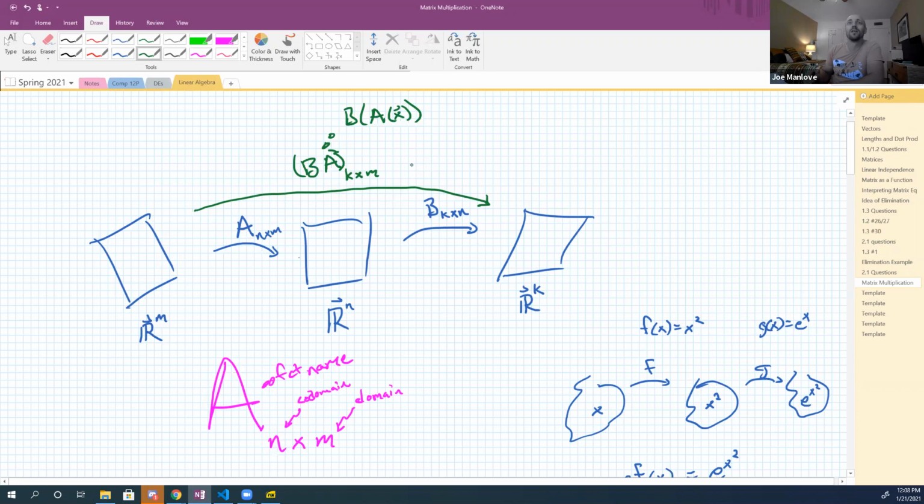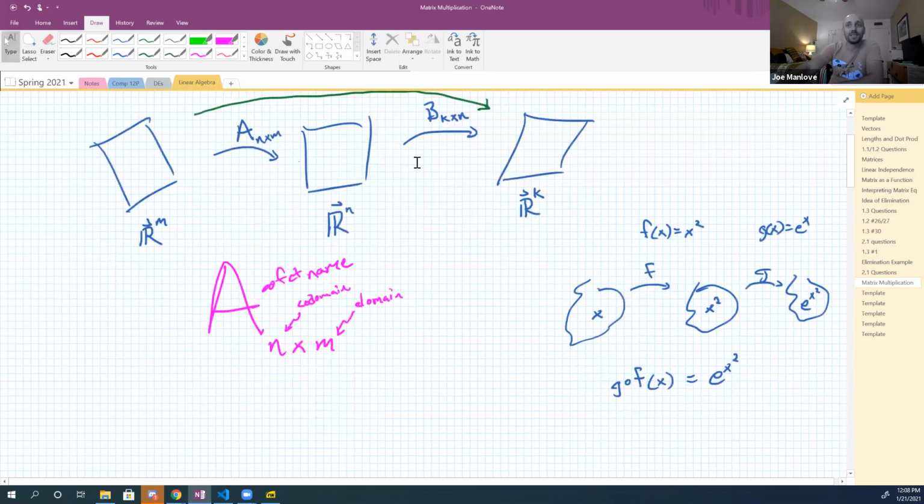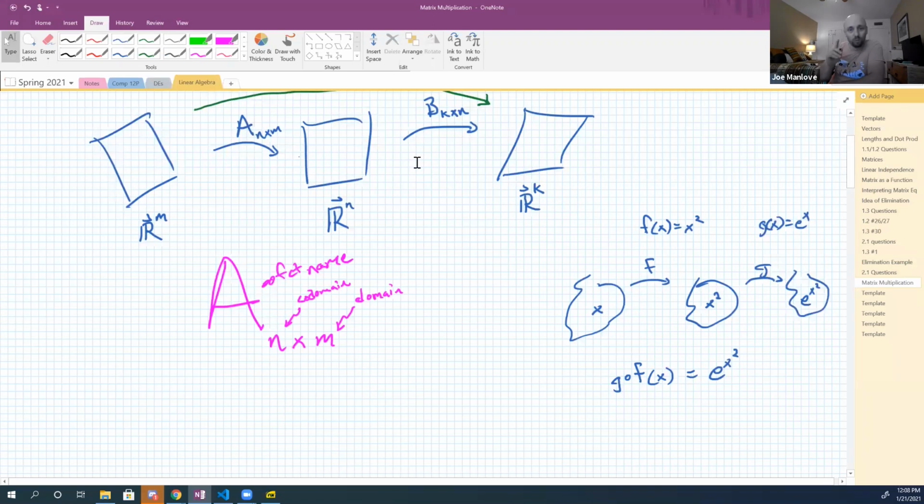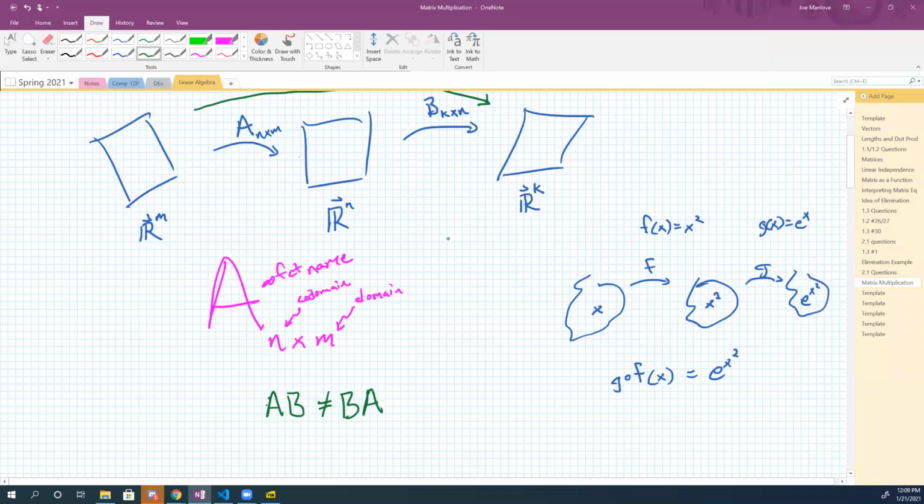Okay, cool. Now, with this standpoint, would it make sense that AB is not the same thing as BA? Yes. Good. Don't screw this up. The order of matrix multiplication matters. In general, sometimes one of these is defined and the other one isn't even defined, much less are they the same matrix. You guys see that?